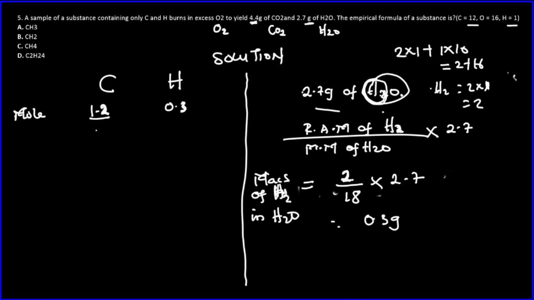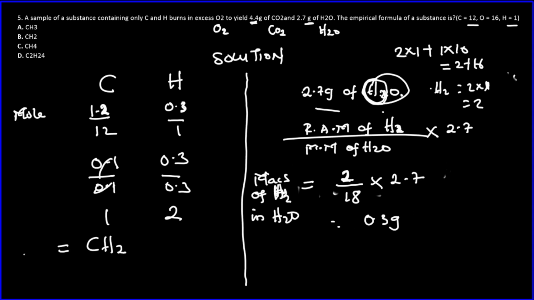Here we have 12 and we have 1, right? So this gives us 0.1, this gives us 0.3. Divide both sides by the smallest mole, 0.1, not 0.3. This gives us 1, this gives us 3. Actually, the smallest mole is 0.1. So this is CH2. The empirical formula is what? CH2. Remember, this is what we were asked to look for. The empirical formula is CH2. So this is the answer.